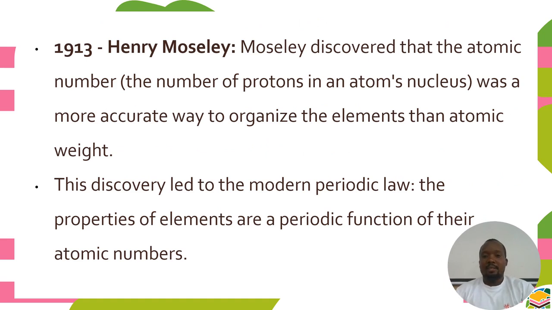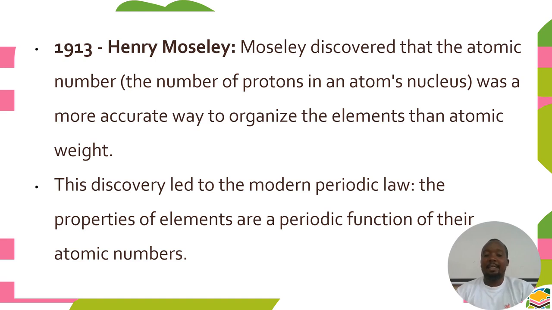Then in 1913, Henry Moseley discovered that the atomic number was a more accurate way to organize the elements than atomic weight, because Dmitri Mendeleev only arranged the 63 elements based on their atomic weight. But Moseley discovered that, okay, what if, instead of using the atomic weight, we use the atomic number? So these were just some modifications.